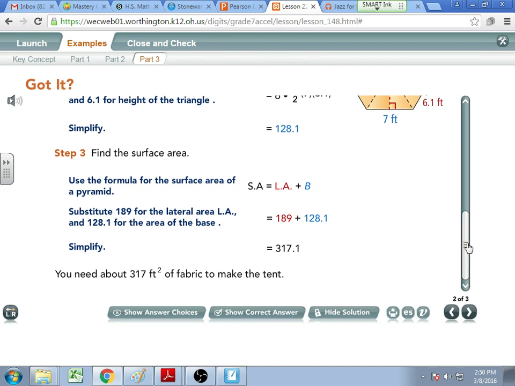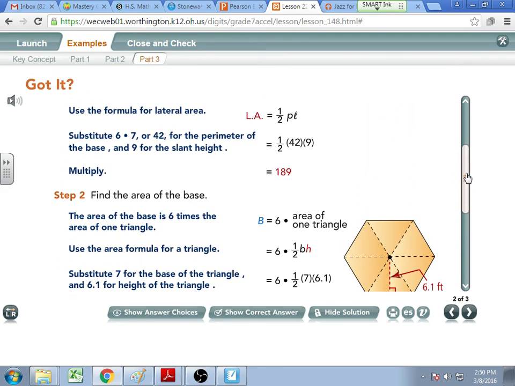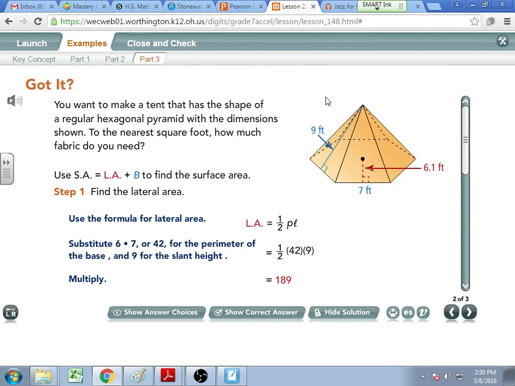Hopefully all of this makes sense to you and you have been doing well. The next thing we'll be headed on to is the volume of these pyramids, which actually has a really cool trick with how it relates to the volume of our prisms.